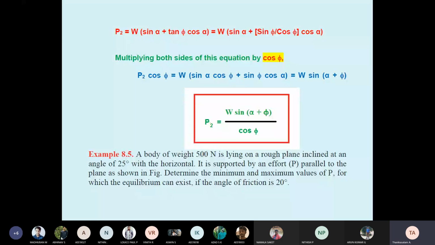See, based on these two formulas, I am solving one problem now. Luis, can you read the problem? Luis? Yes, sir.